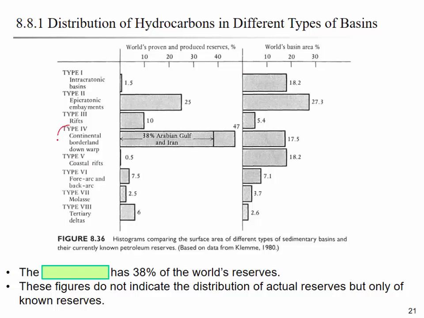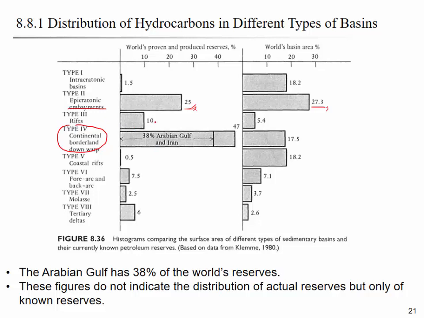the type 4 is the major accumulation. And the Arabian Gulf has 38% of the world's reserve. These figures do not indicate the distribution of the actual reserve, but only of the known reserve. What we have, epicratonic basin is much more prolific than the intracratonic, right? And I think in world basin area, this is the most, but the proven reserves are about the second largest.